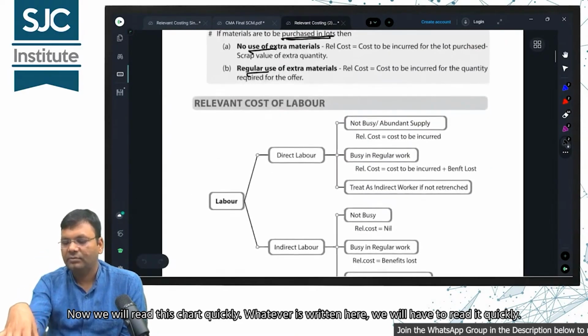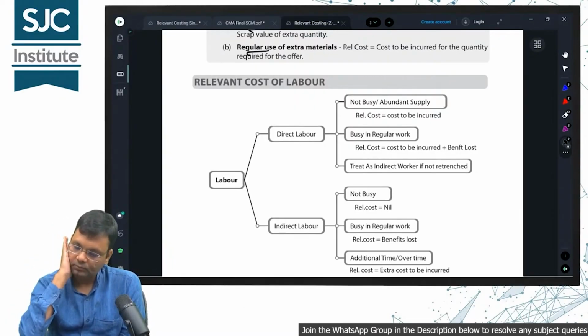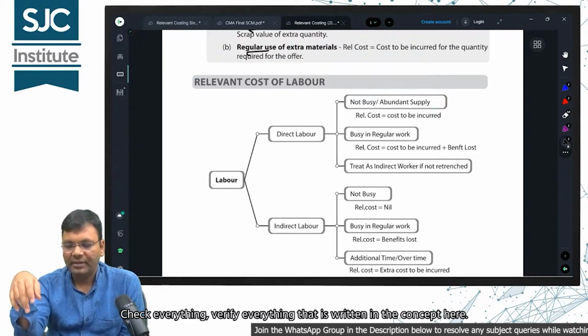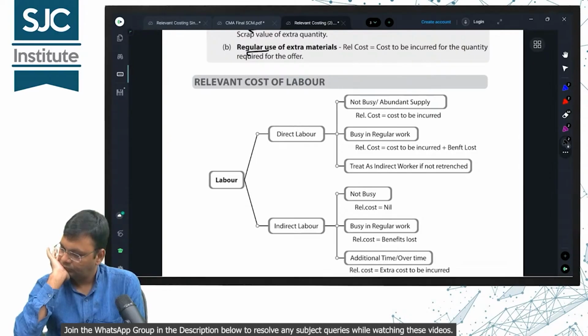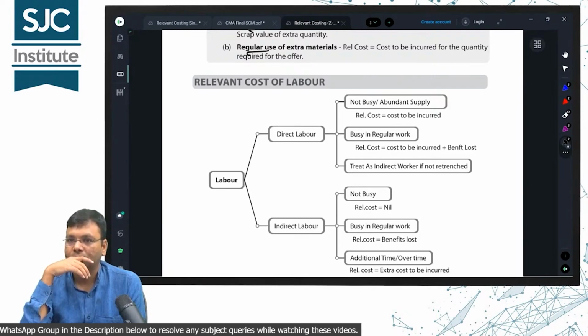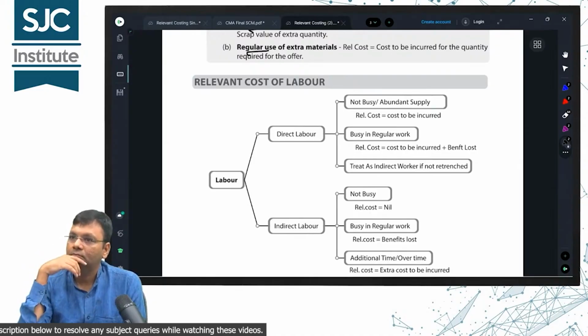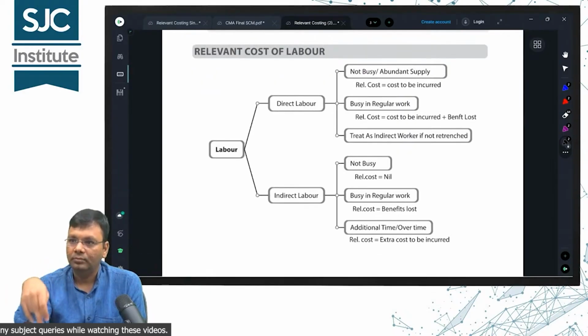Now we will read this chart quickly. Whatever is written here, we will have to read it quickly. Check everything, verify everything that is written in the concept here. This whole thing is in the notes. So study it. Okay? It's given.